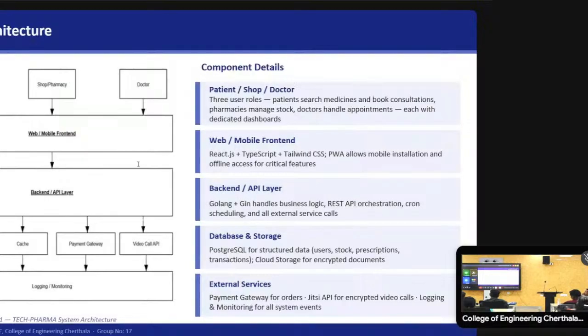This was the system architecture. Our system has 3 layers. The frontend uses TypeScript. Also, the backend uses Golang, and we use PostgreSQL as the database. Also, external APIs include Jitsi for video consultation and OpenRouter for the AI chatbot.